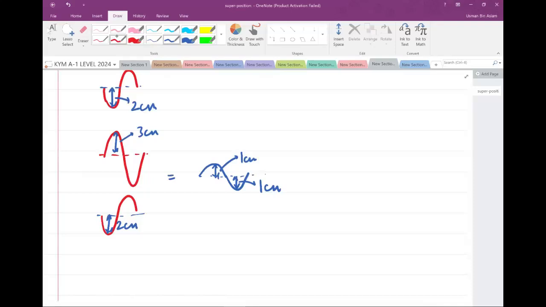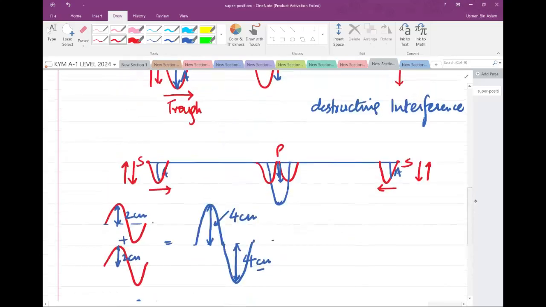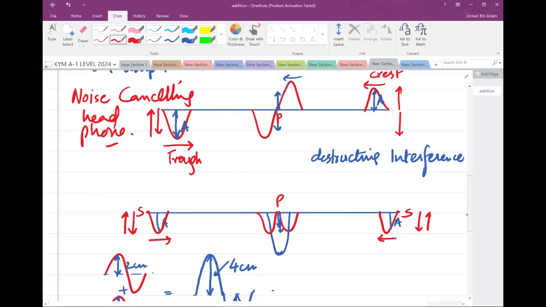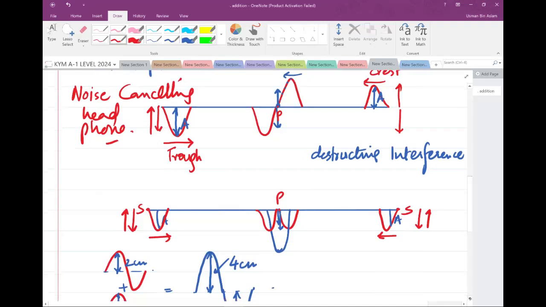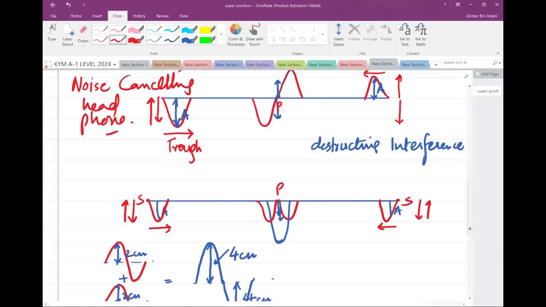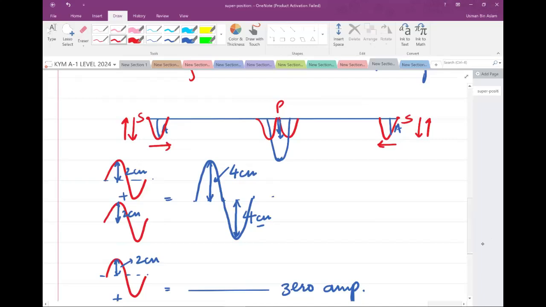Right. I'll give you an example where destructive interference takes place in our daily life. If you know about noise cancelling headphones, that's the technology working behind noise cancelling headphones. That means the noise that is reaching your ears, of course, is going to have a compression or a rarefaction. So those headphones emit a wave that is 180 degree out of phase. What does that mean? 180 degree out of phase means exactly opposite to each other.